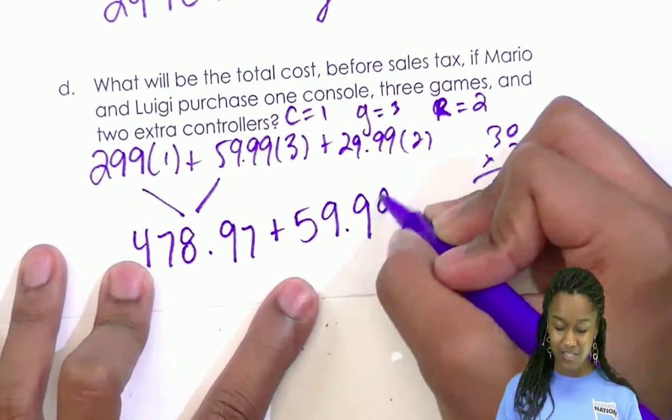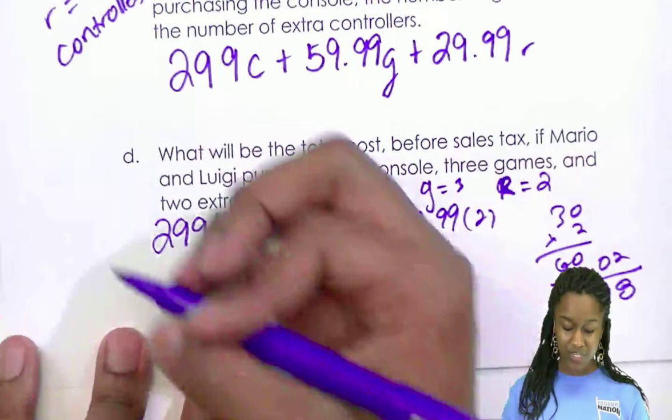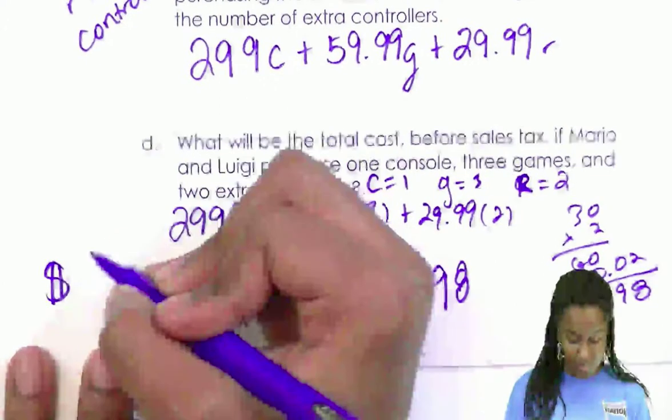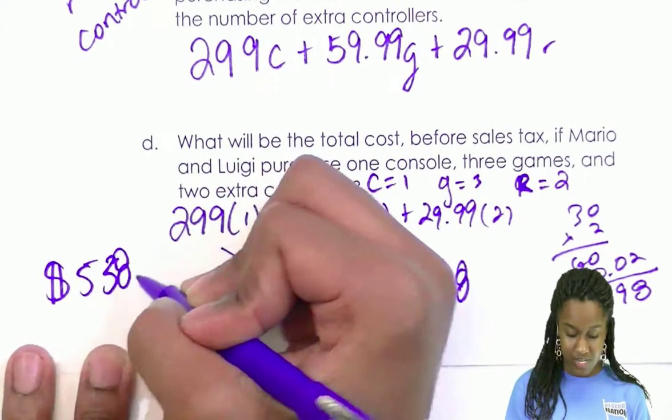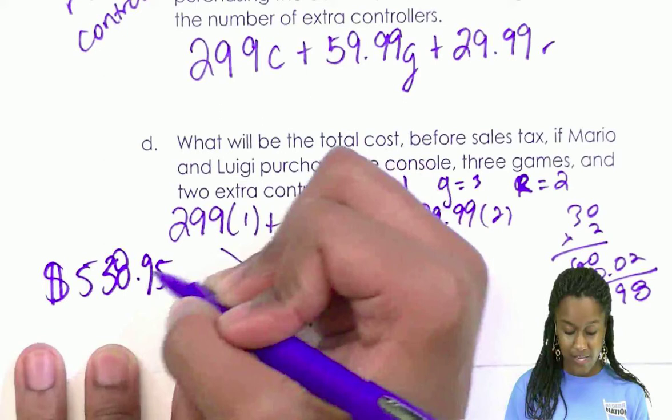the cost of the 2 extra controllers. And this gives us a total of $538.95.